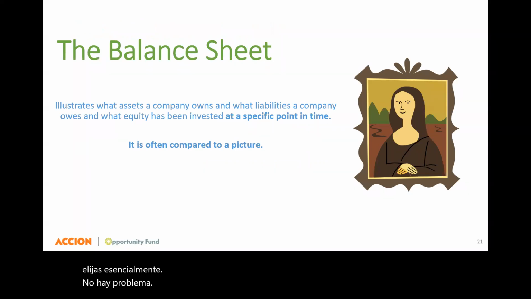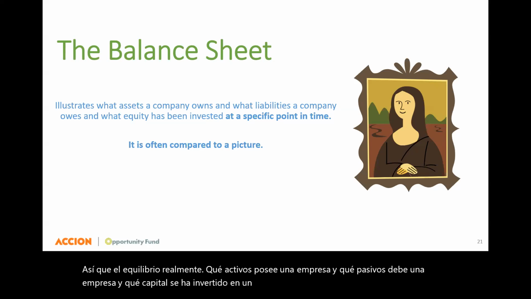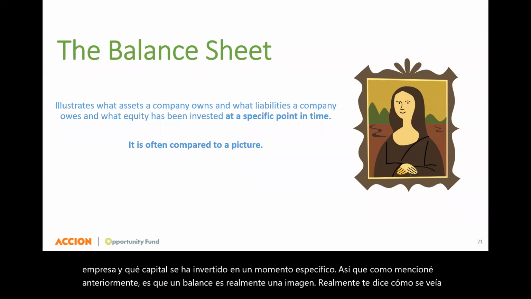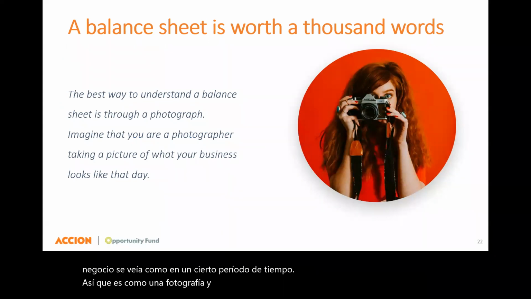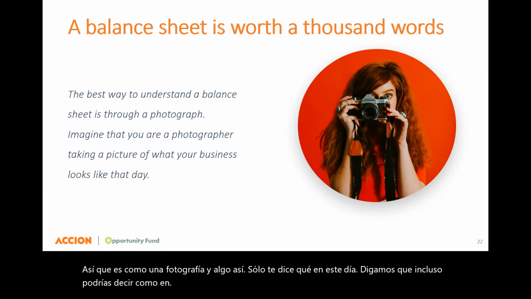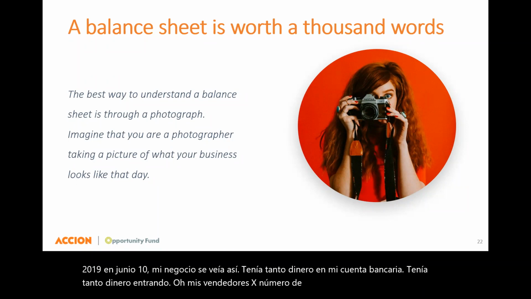All right. So the balance sheet really illustrates what assets a company owns, what liabilities a company owes, and what equity has been invested at a specific point in time. As I mentioned earlier, a balance sheet is really a picture. It tells you how your business looked at a certain period of time. It's like a photograph that tells you, on this day, let's say June 10th, 2019, my business looked like this. I had this much money in my bank account. I had this much money coming in. I owed my vendors X number of dollars.